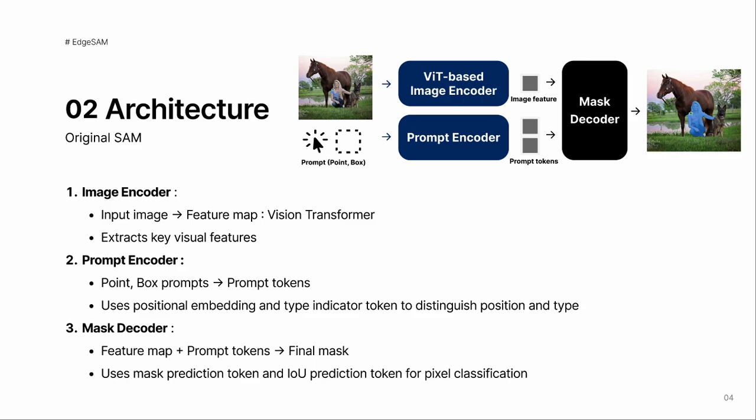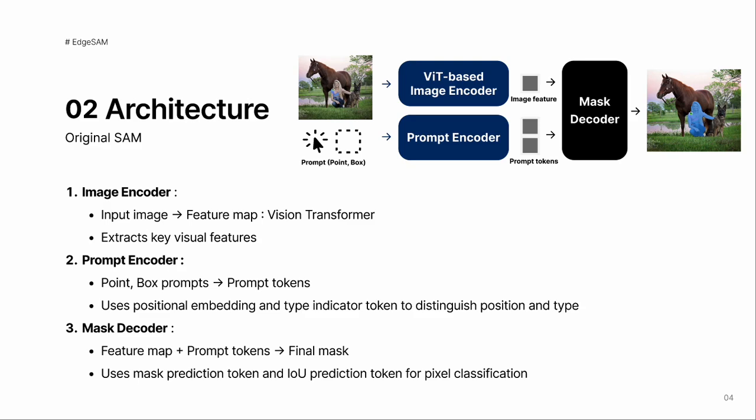Next, prompt encoder processes user's prompt. User's prompts are in form of point, box, mask, and text. EdgeSAM focuses especially on point and box prompts. Point prompt encodes location information based on clicked coordinate, and box prompt uses the corner coordinate of rectangular area. In this process, we use positional embedding and type indicator token to distinguish position and type.